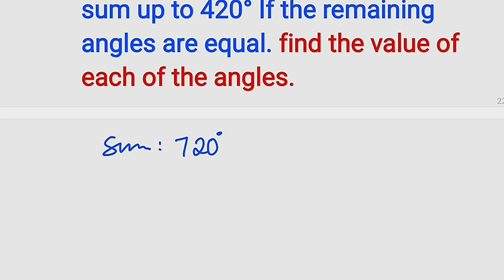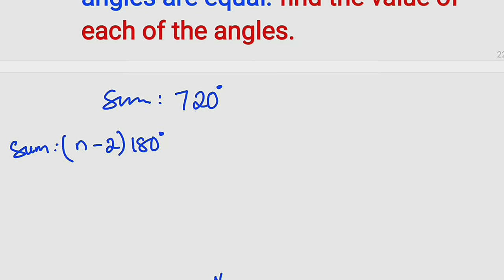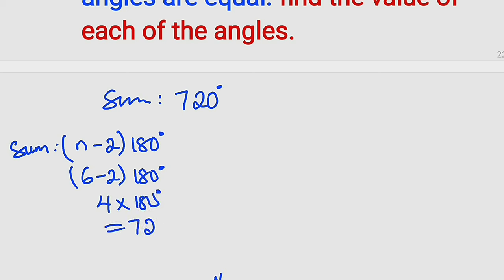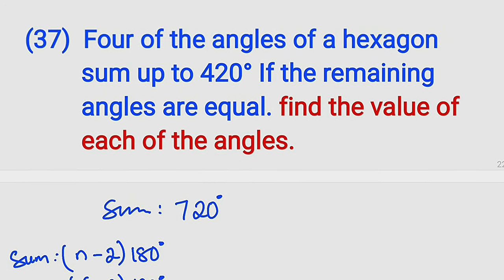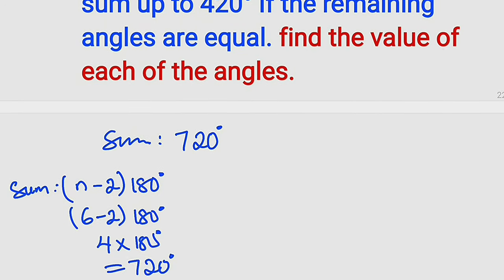Remember, a hexagon has 6 sides. So you can say that (n minus 2) multiplied by 180 degrees will always give you the sum. And n here stands for the number of sides, which is (6 minus 2) multiplied by 180. 6 minus 2 is 4 multiplied by 180, and this is 720, right? So the sum of all the interior angles of a hexagon is 720 degrees.